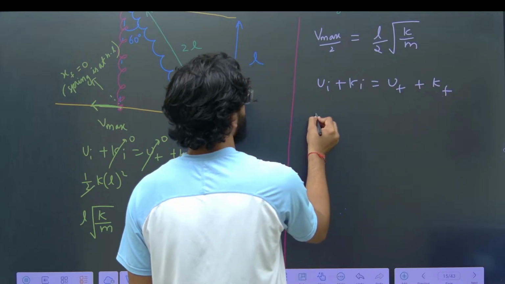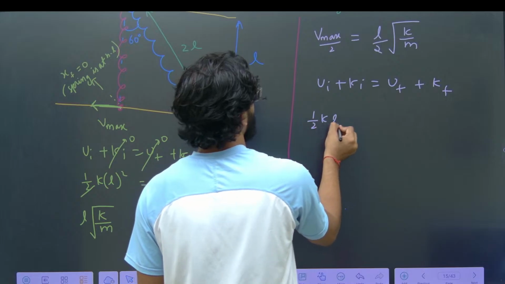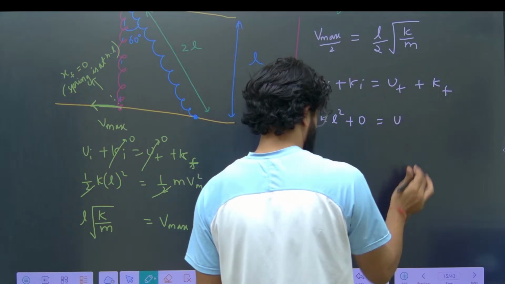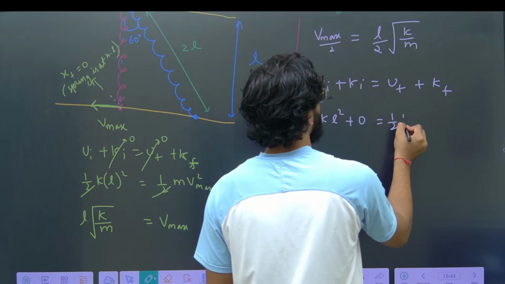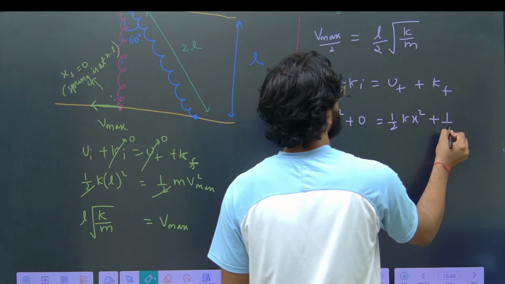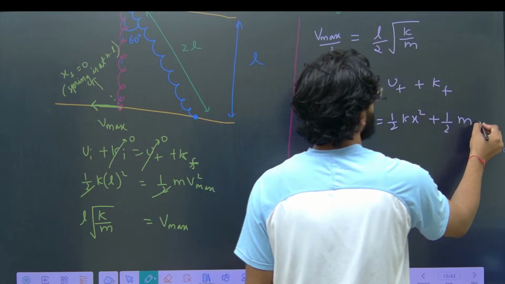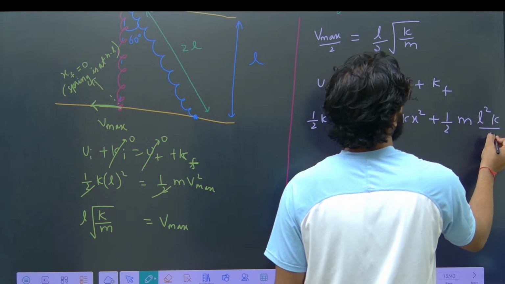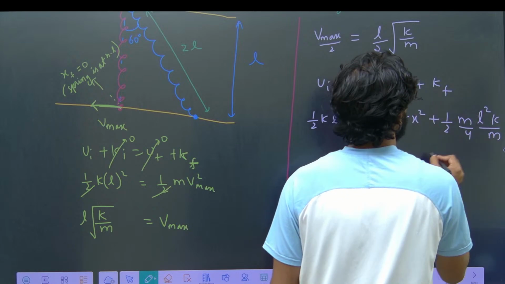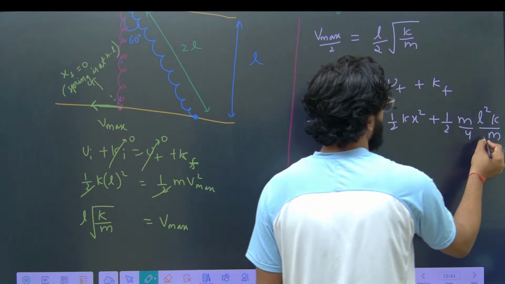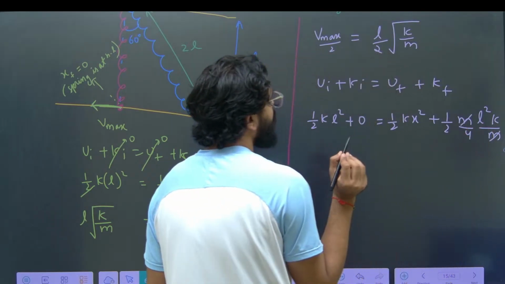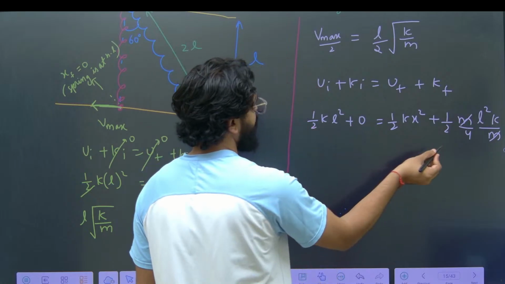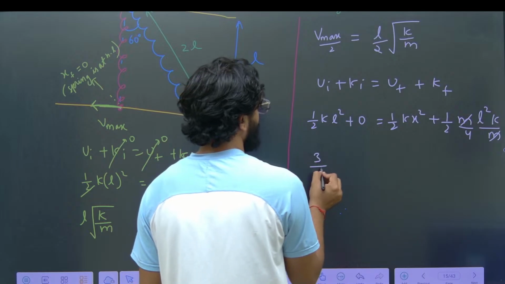So initial potential energy is half K L square, initial kinetic energy 0, final potential energy we want to calculate. So can we write it as half K x square plus half M into square of this. So it will become L square K by M, and 2 will become 4. So M gets cancelled out, KL square by 8. Okay, so if we calculate it, it will be 3 by 8.